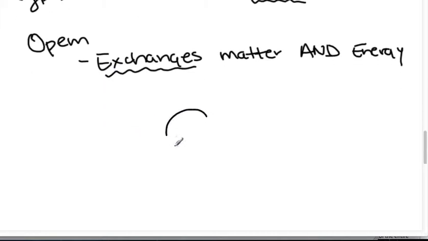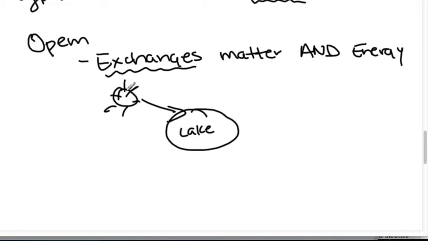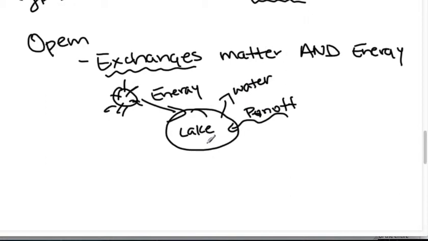An example for that is, say I have a lake. All right, so the sun, this is a sun, guys, is putting in energy. But you still have matter coming in through things like runoff. And it evaporates water, so that's matter leaving. It makes food, so that's energy leaving. So it really is constantly exchanging matter and energy.